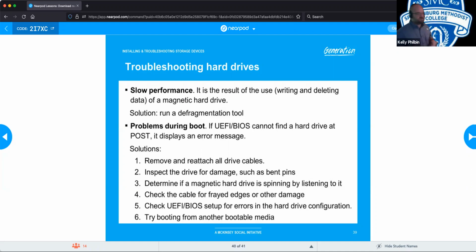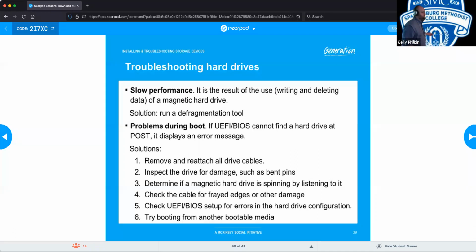So if it's just working very slowly when it's trying to find things or read things or write to the hard drives, it just means your data is scattered all over the place, because we will show how the drives actually work later with regards to how they write data and look for and read that data. But a defragmentation tool helps correct that problem.